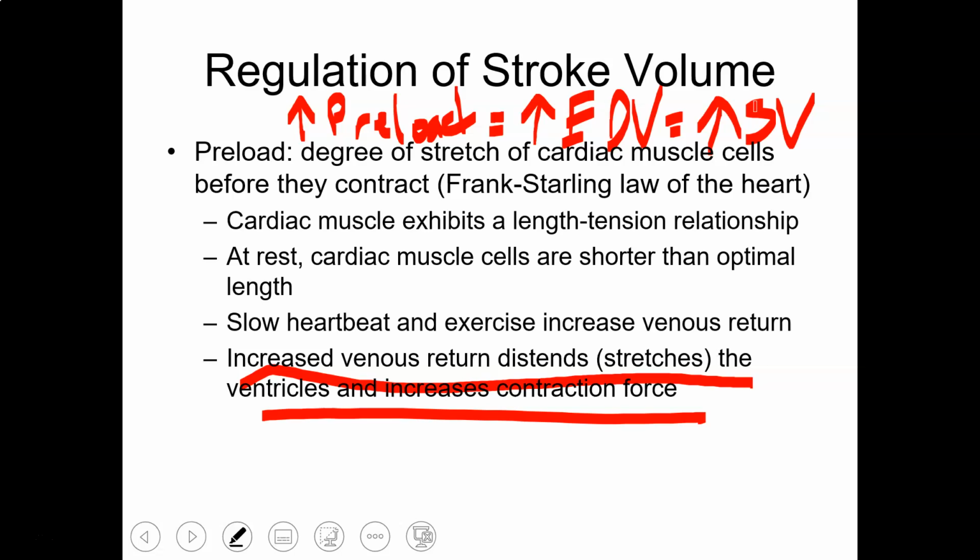If you increase stroke volume, what happens to cardiac output? Obviously, you increase cardiac output as well. You put more blood in, you get more blood out. Excellent.